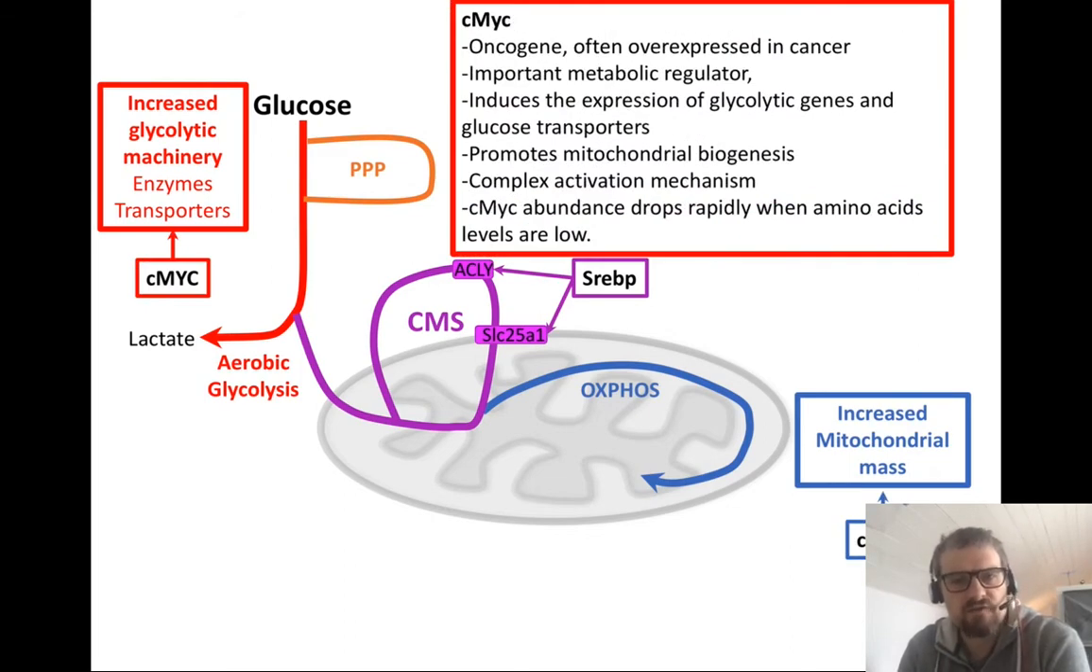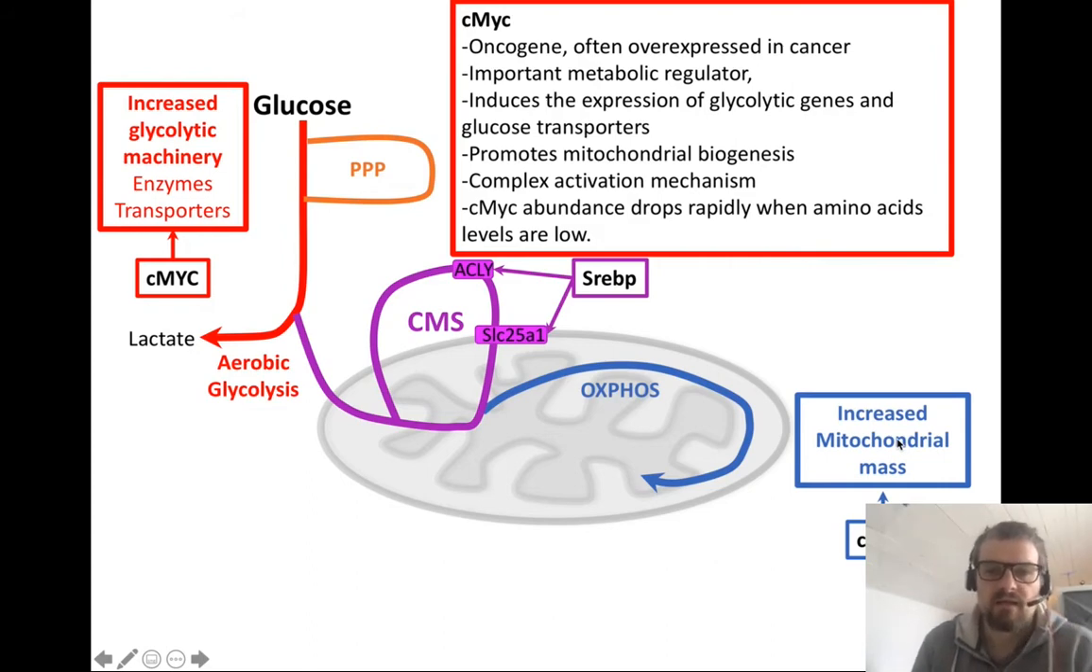And then another key transcription factor is c-MYC. c-MYC was less of a surprise because this is known to be important in controlling growth, and it's often overexpressed in cancer. And this induces the expression of glycolytic genes and glucose transporters in NK cells, and also stimulates mitogenesis, which is the production of new mitochondria.